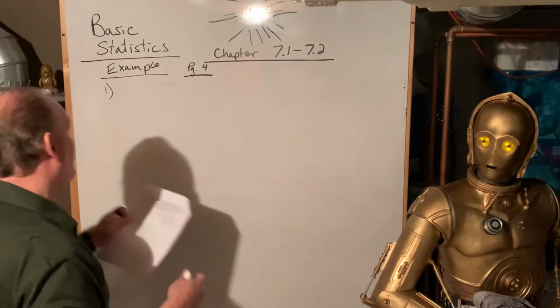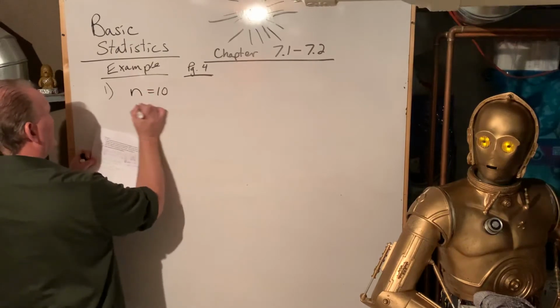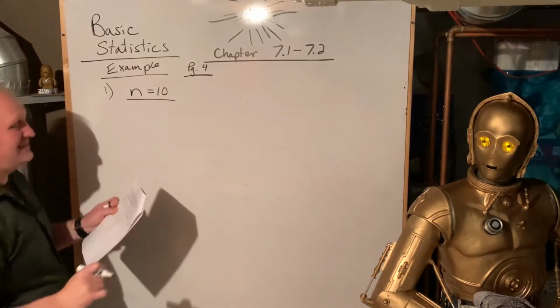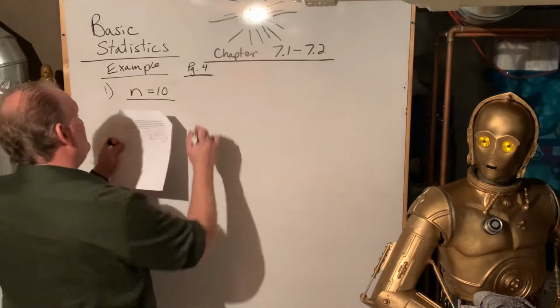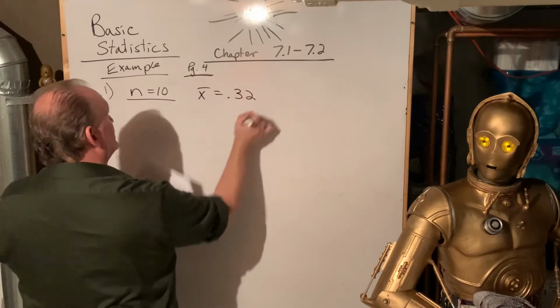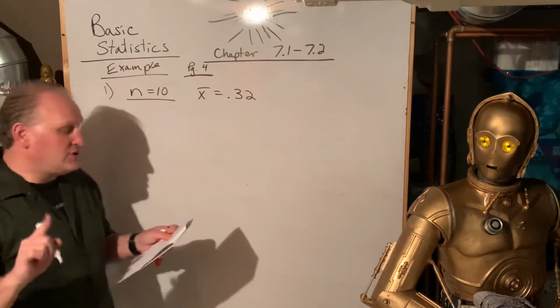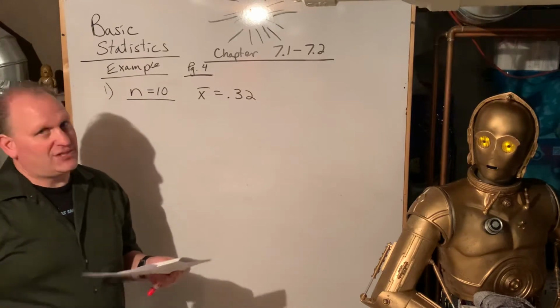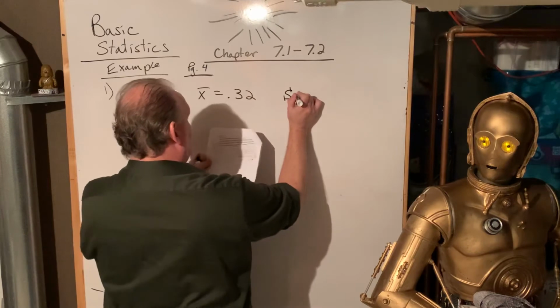So let's identify the stuff that they gave us. First of all, n equals 10. That isn't a very large sample size. 10 is a pretty small sample size. They gave us the mean of that sample. But here's a key difference between this one and the one that we did previous. We don't have a standard deviation of the population. We only have the standard deviation of our sample.